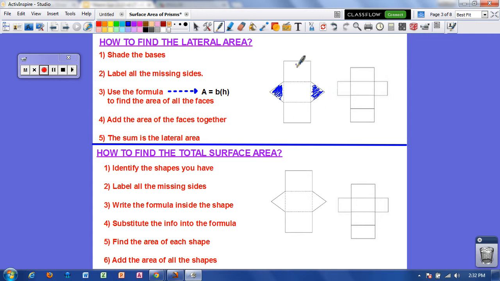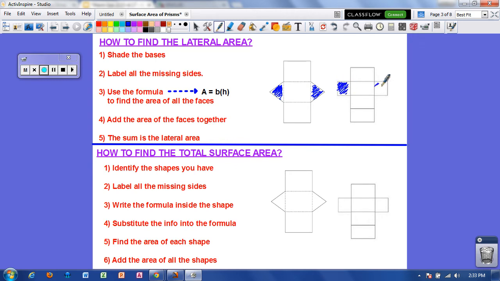After I've done that, I want to label all the missing sides, just like we did on the previous page. Use the formula area equals base times height to find the area of all the faces, because these are all rectangles. After I get all those areas, I'm going to add them all together, and that will be the lateral area. Now, if it were this rectangular prism right here, these are my bases.